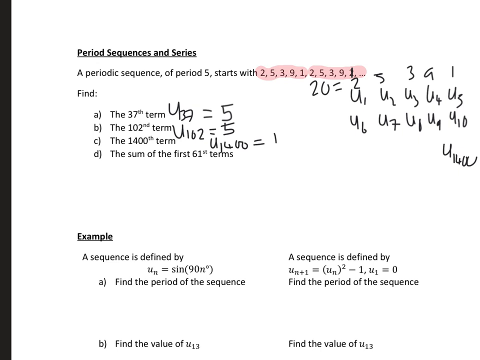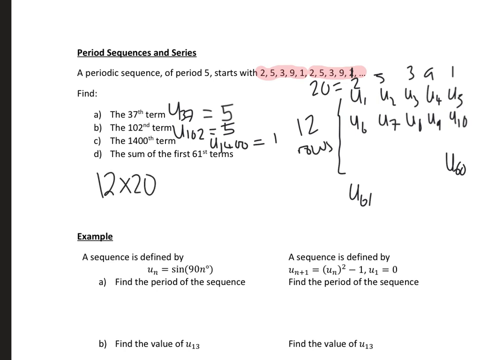Well, if I'm going to 61, how many full rows can I get from that? Well, I know I'm going to have U60 in this column and U61 here. So it's going to go 5, 10, 15, 20. So how many 5s go into 60? I'm going to have 12 full rows. So that means I'm going to have 12 lots of 20. And then I'm going to have this one extra term here, which is in the first column. So I'm going to have an extra 2. So I'm going to have 12 lots of 20, and then add that extra 2. So the sum of the first 61 terms is 242.